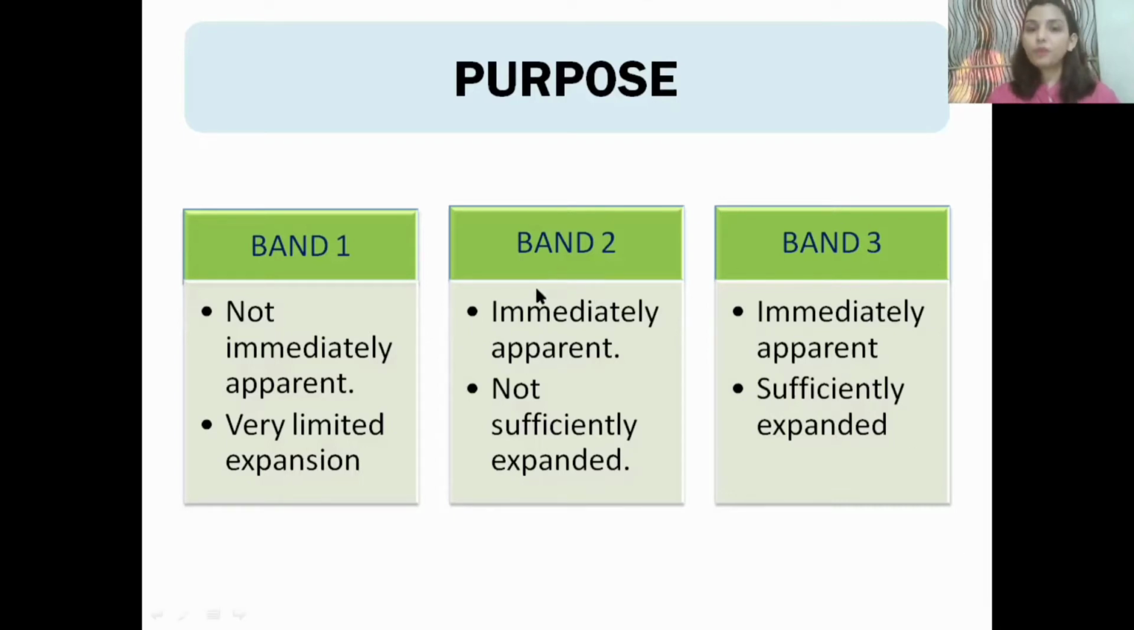But if your purpose is immediately apparent, but there is no sufficient explanation, then that means some lapses are there. Then you will score band 2, and band 2 is the minimum requirement to score B. Band 1 is not immediately apparent and very limited expansion. Okay, so if you are targeting B or above, you should always think about band 3 for this criterion.